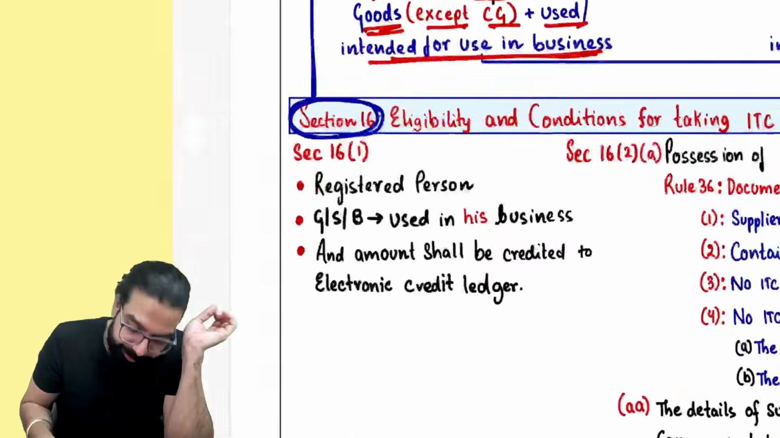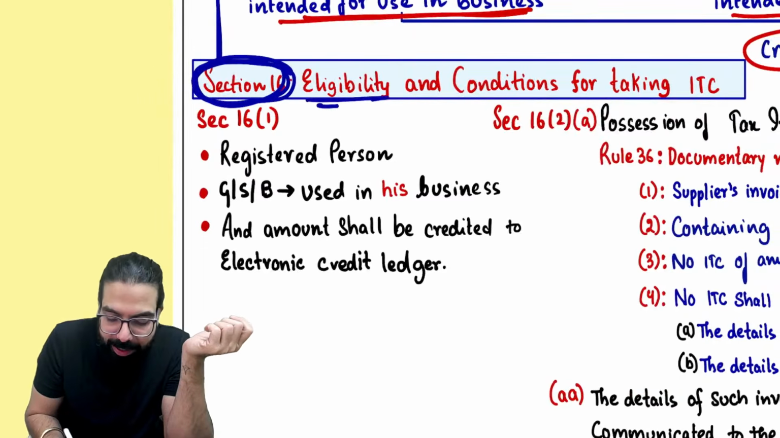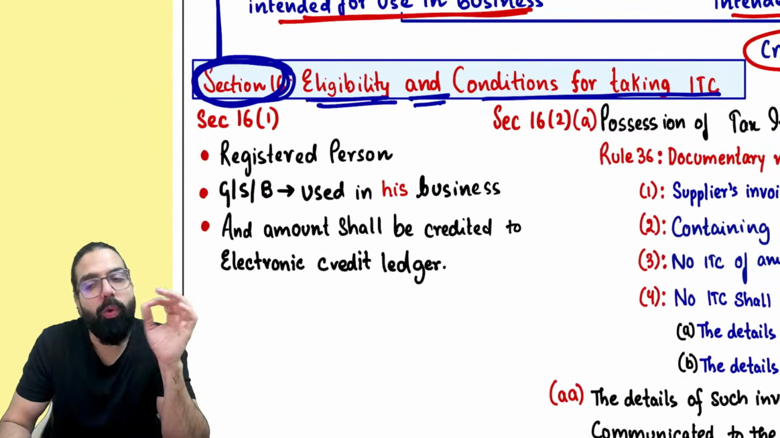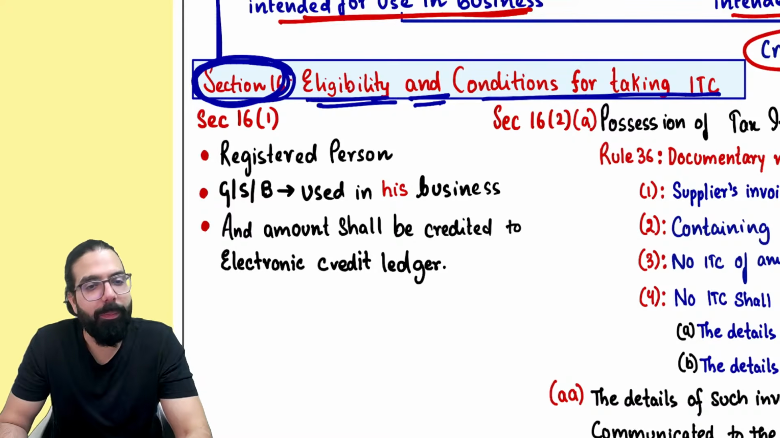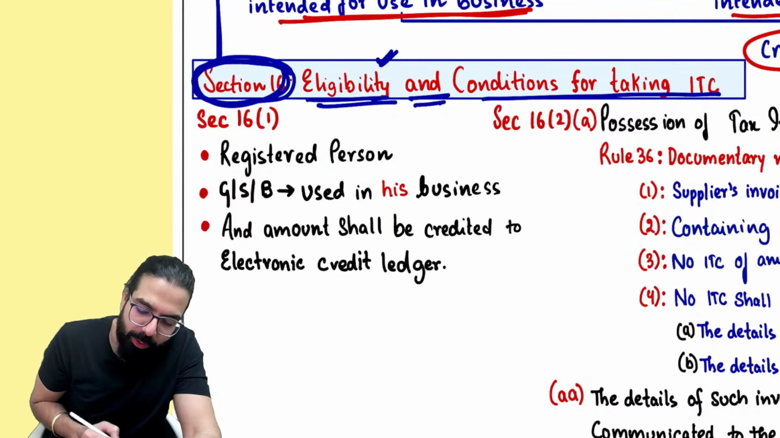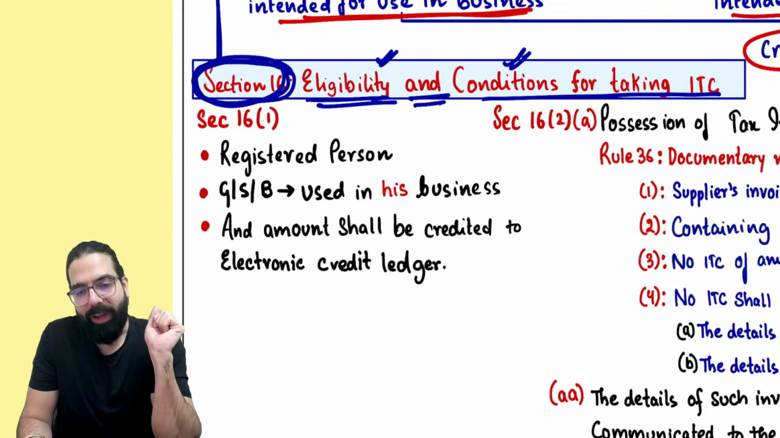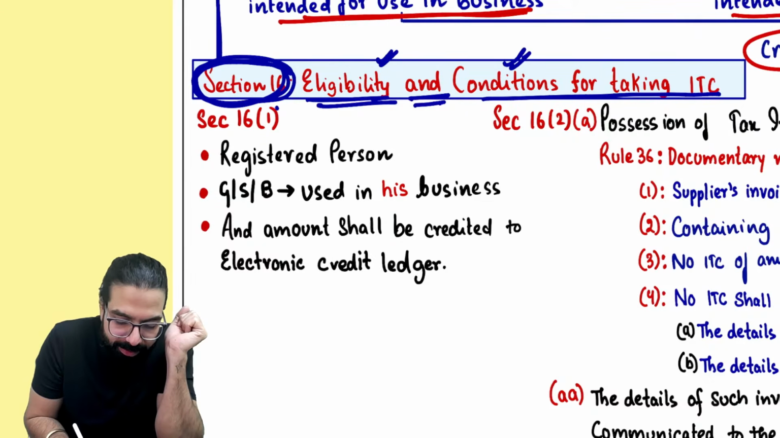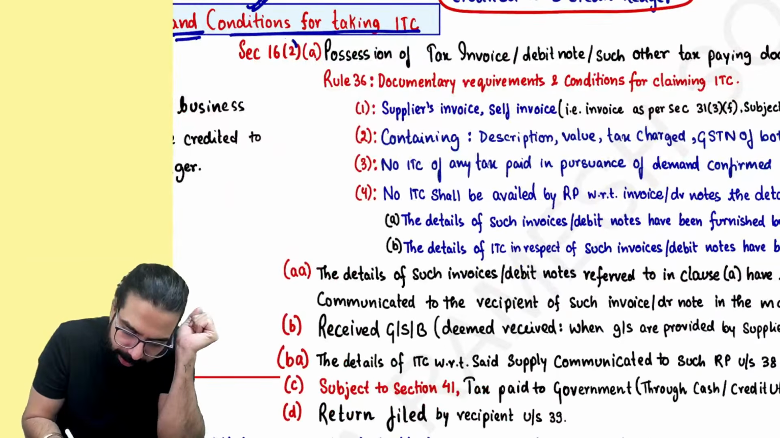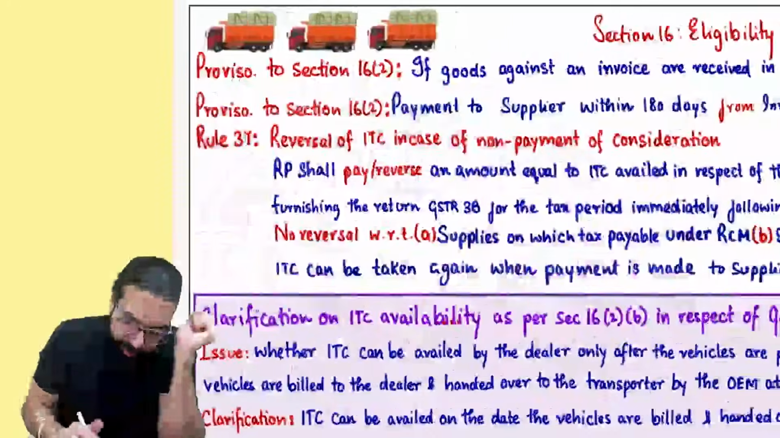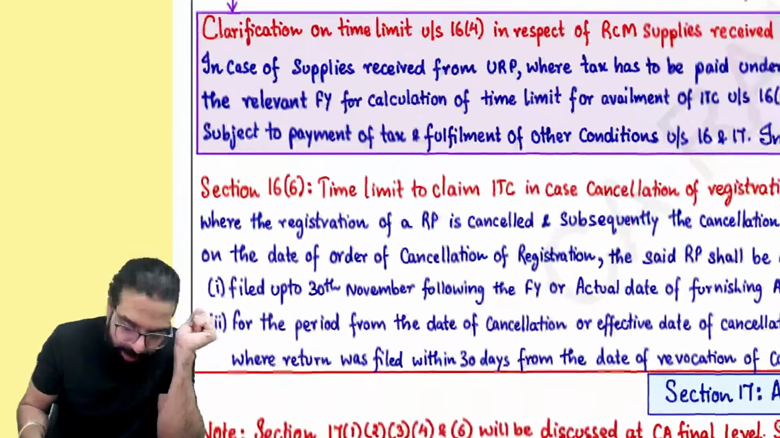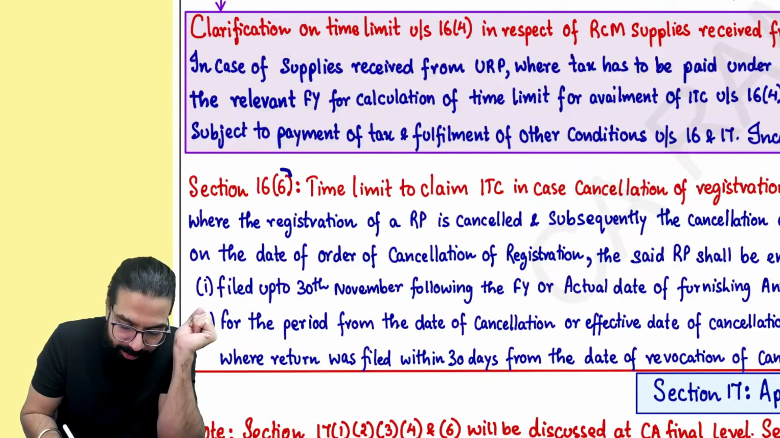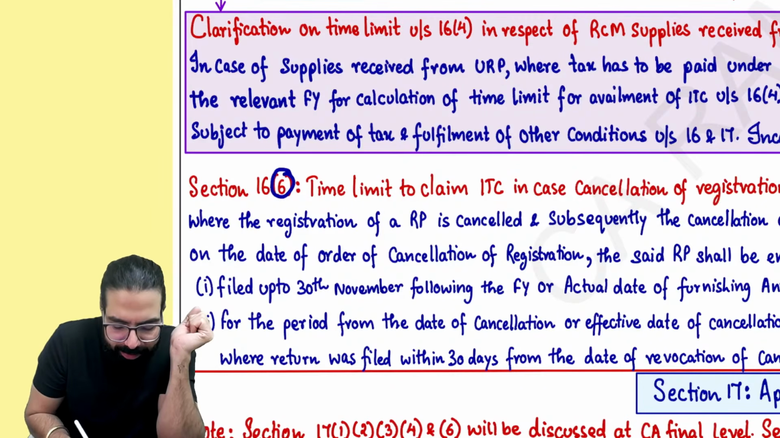Section number 16 says eligibility and conditions for taking the credit. Who is eligible? What are the conditions you have to fulfill in order to be eligible? Section number 16 has subsection 1, subsection 2, subsection 3, and subsection 4. Subsection 5 is deleted. Subsection 6 we have to learn.